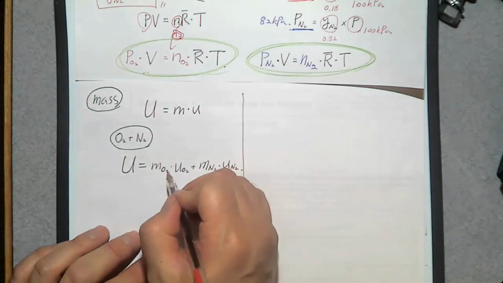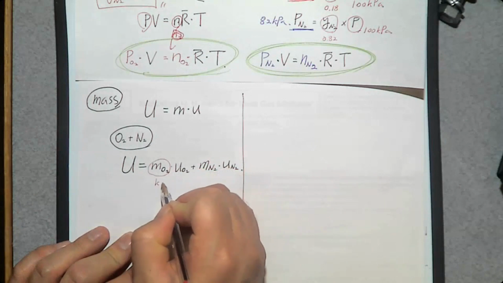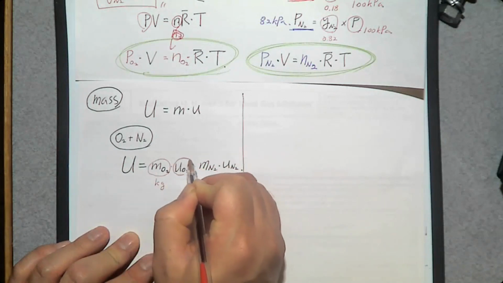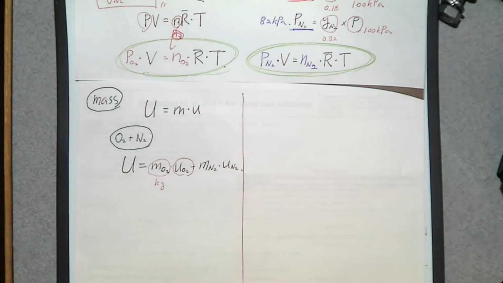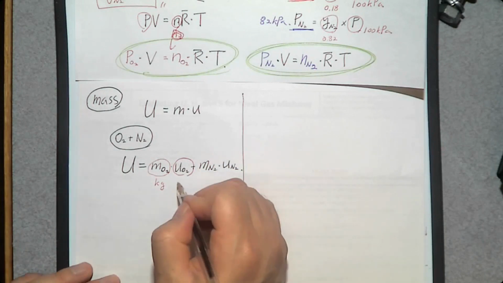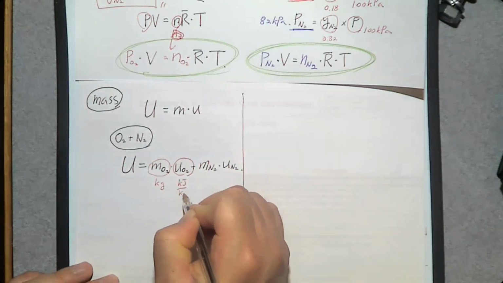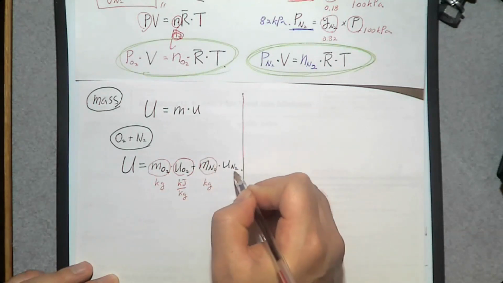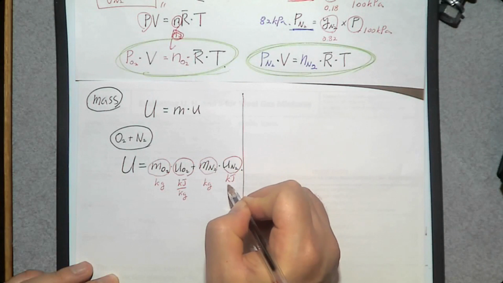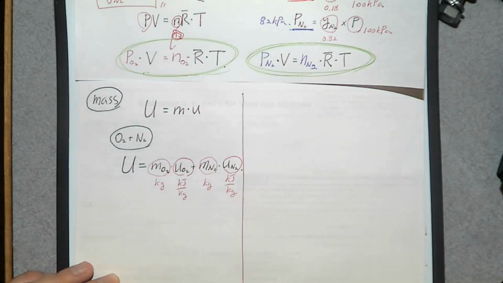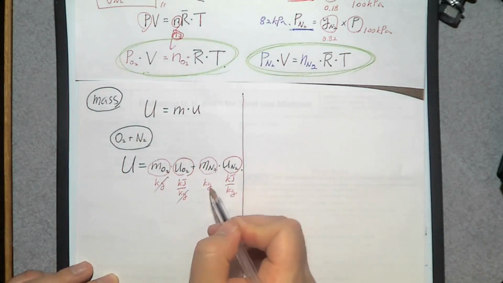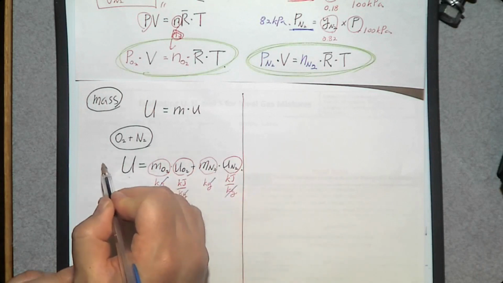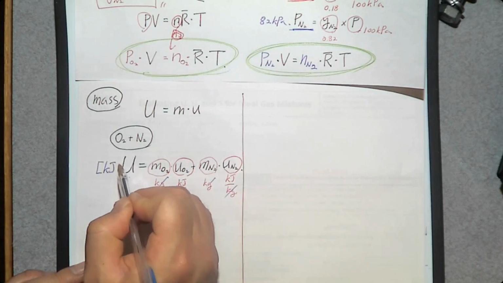In this case, what is the unit of this mass? Kilogram. What is the unit of this specific internal energy? Kilojoule per kilogram. So what about this one? Kilogram times kilojoule per kilogram. Then you can see kilogram cancels with kilogram. So what is the unit of this U? Kilojoule.